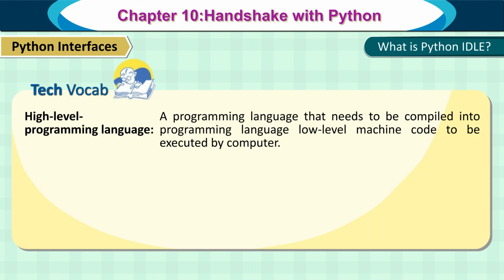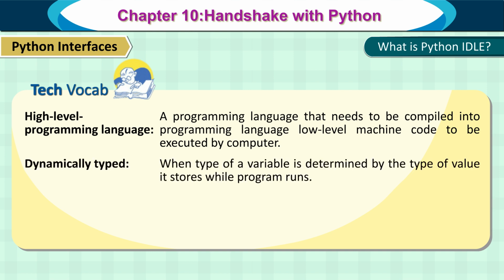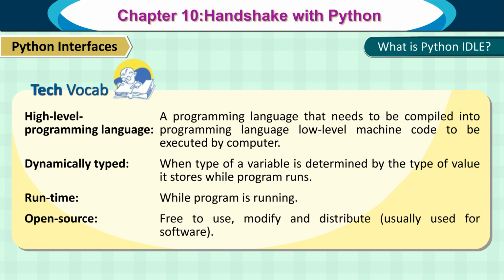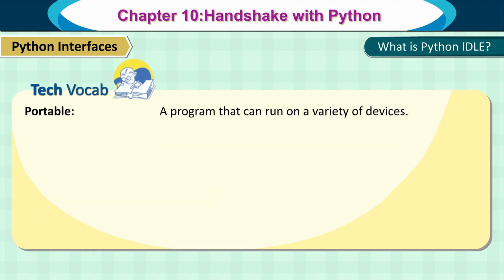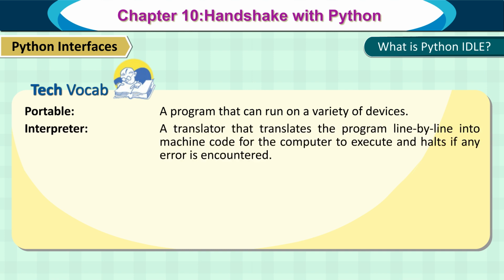Tech vocab. High-level programming language, a programming language that needs to be compiled into low-level machine code to be executed by the computer. Dynamically typed, when the type of a variable is determined by the type of value it stores while the program runs. Runtime, while the program is running. Open source, free to use, modify, and distribute, usually used for software. Portable, a program that can run on a variety of devices. Interpreter, a translator that translates the program line by line into machine code for the computer to execute and halts if any error is encountered.